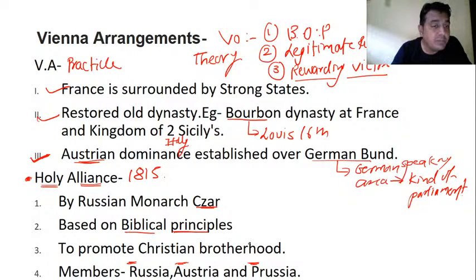Britain was not a member, and if Britain was not a member, then what's the use of that organization? So this organization was not that important, but it was based on the biblical principle to promote brotherhood among these states, to end the rivalry among these states. So it was a common thing at that time. Clear?